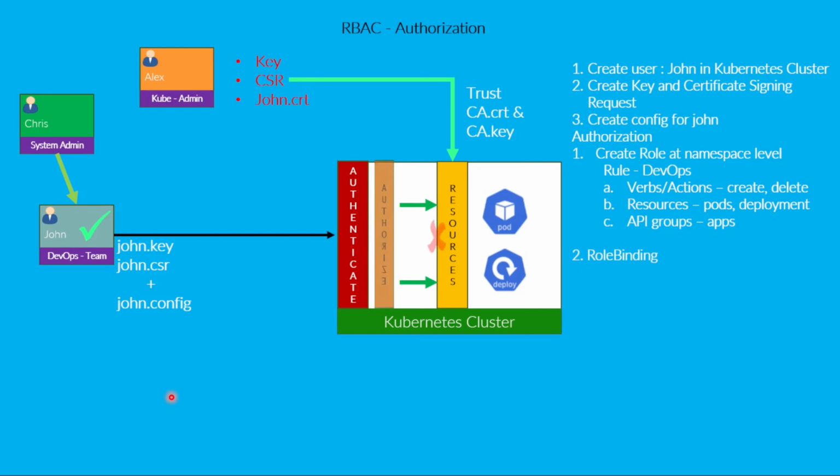Right now, John belongs to the DevOps group, and there are some set of rules we define. But we need to bind the user John with the role we have created. That is called the role binding. As I mentioned before, there is another way you can do the authorization, which is cluster role and cluster role binding. In the first one, role and role binding, you can do the authorization at the namespace level. If you want to maintain the authorization at the cluster level, then you can go with cluster role and binding.